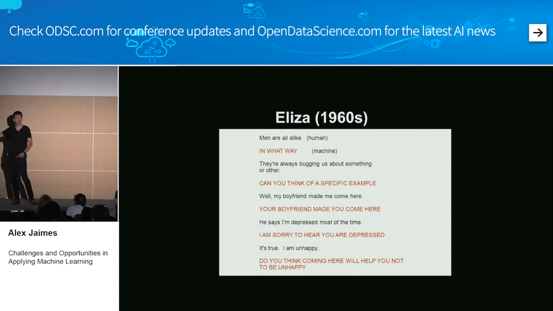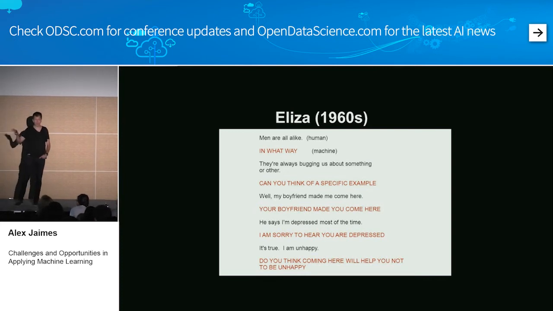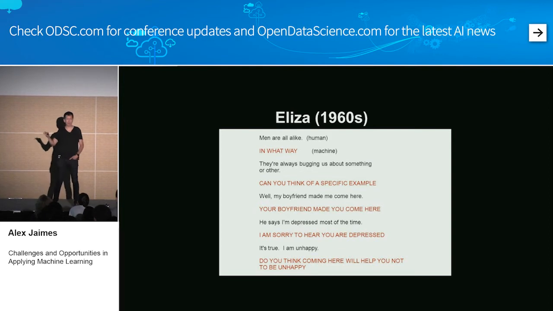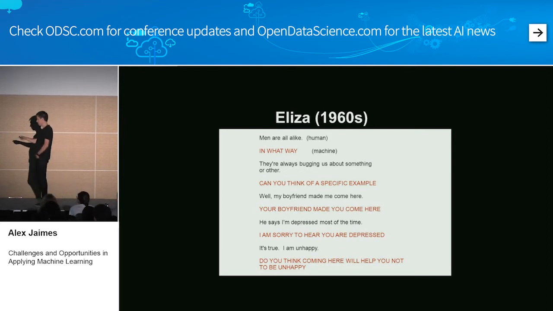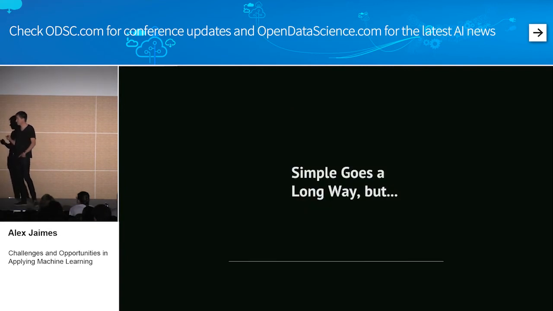So the moral of this particular system was that it was very basic, rule-based, and a lot of people thought that it was human, and it was very successful. So just one example, but there are many examples of this, where simplicity just goes a long way, right?